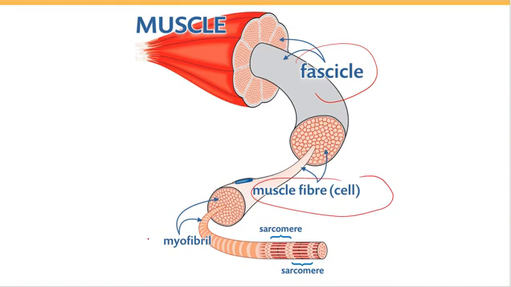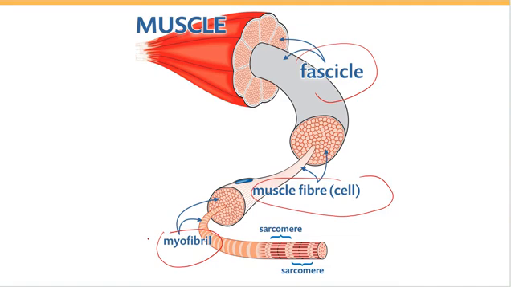Inside each muscle fiber or muscle cell, there are even smaller structures called myofibrils. These are long thread-like structures that run the length of the muscle fiber. Myofibrils are made up of repeating units called sarcomeres. Sarcomeres are the smallest functional unit of muscle contraction.